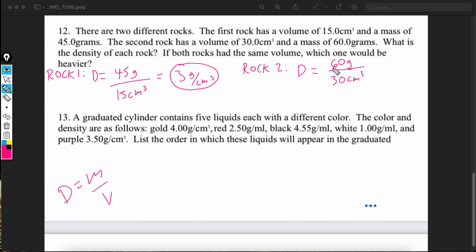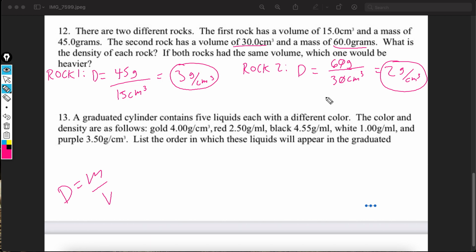So for the second rock, 60 grams is the weight. The volume is 30 centimeters cubed. Just using basic math first, cancel out the zeros. 3 times 2 equals 6, so 2 grams per centimeter cubed. This is the density for rock number 2.